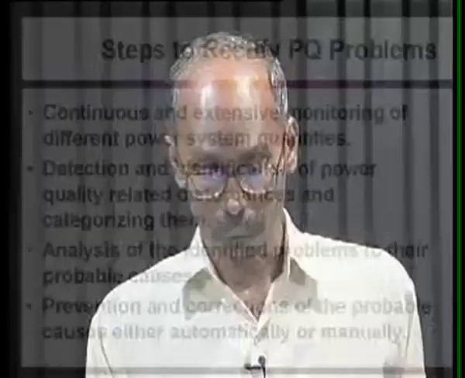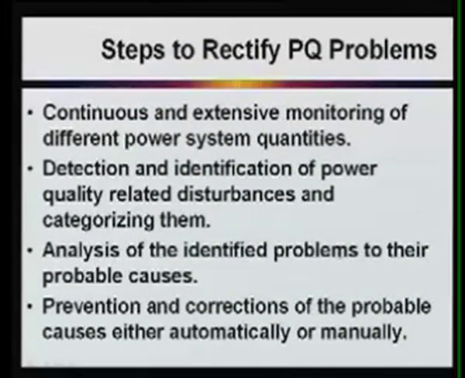By extensive monitoring, we can know which type of problem is occurring, whether it is a voltage sag, because these voltage sags, swells, and transients are not continuous phenomena. They may occur once in a whole day, or they may occur once in a year or so. So continuous and extensive monitoring of the PQ, the power system quantities, is required.